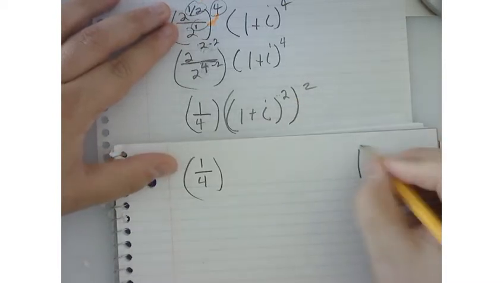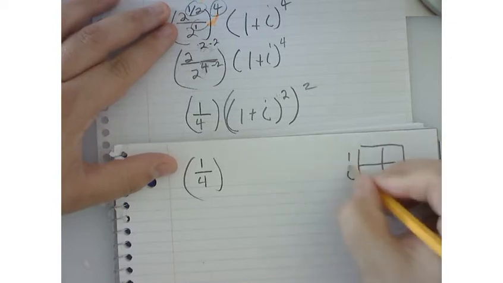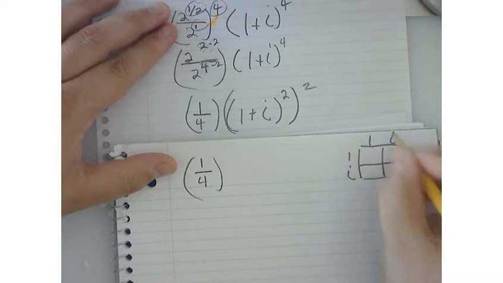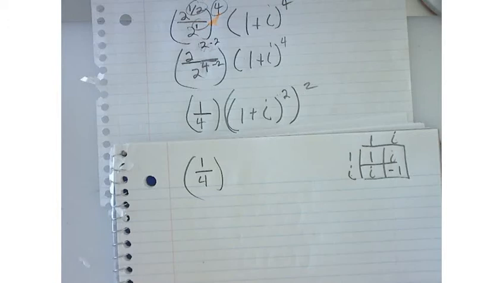So if I write over here to the side, 1 plus i and then 1 plus i, I get 1 times 1, which is 1. I get 1i, and then i times i is i squared, which is really negative 1. Is that right?